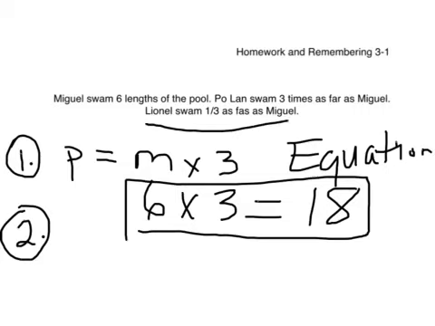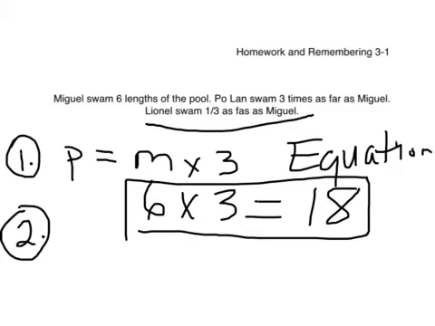Well, we know here it says Lionel swam 1/3 as far as Miguel. So Miguel is 6 and Lionel is 1/3 the distance of 6. So to find that, we think of the word of, 1/3 of 6, and as we talked about in class, we know that means multiplication. The word of can be substituted for a multiplication symbol.